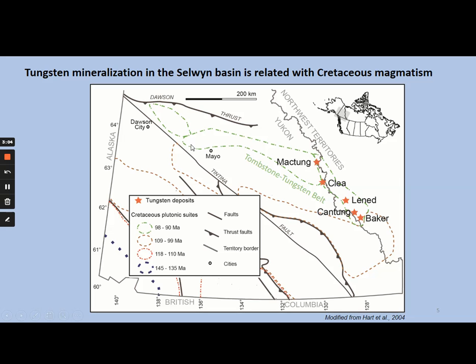On this map, the dashed lines represent different plutonic suites, so same color means similar age. We have the Tombstone tungsten belt here in green, which comprises mid-Cretaceous plutonic suites that are associated with the tungsten deposits that we have in the Selwyn Basin, Canton included.